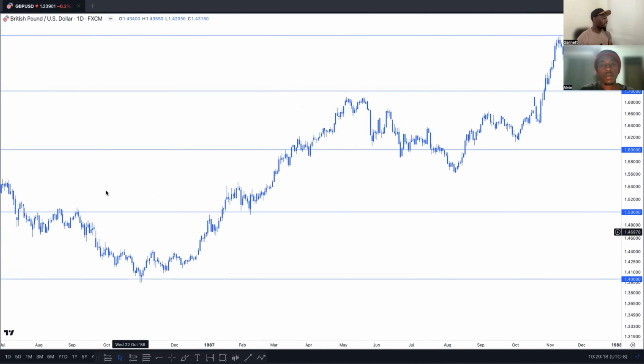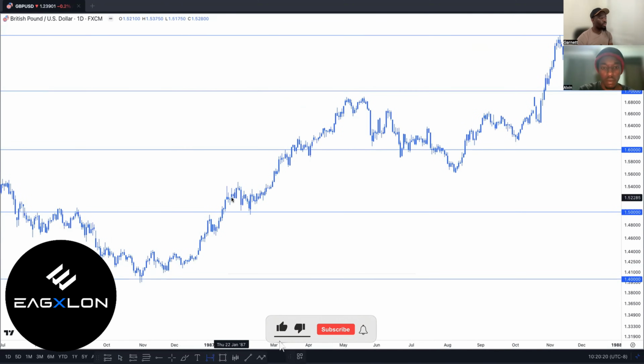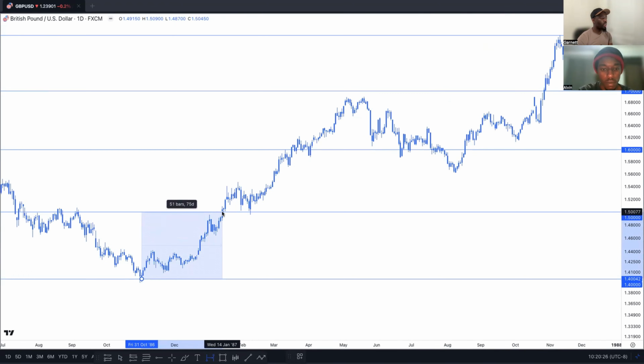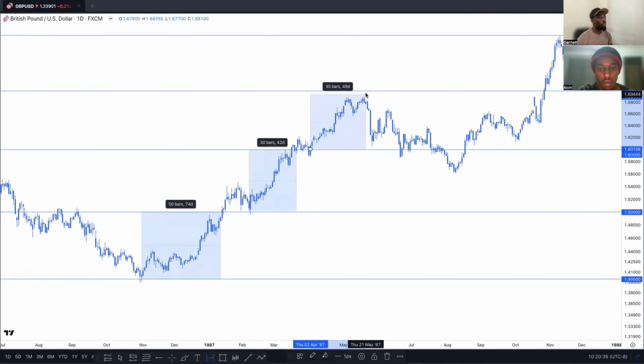Once you have something like this, I like using this tool right here. It's called the date range tool, to see how long price takes to travel from one level to the next. So this area is 76 days. Price took about 42 days for this. And from here, price didn't really touch this area, but that's it. And then you had a move to the downside. Price took about 71 days.